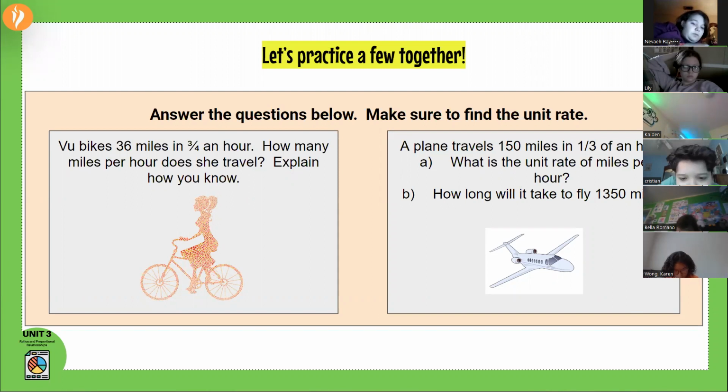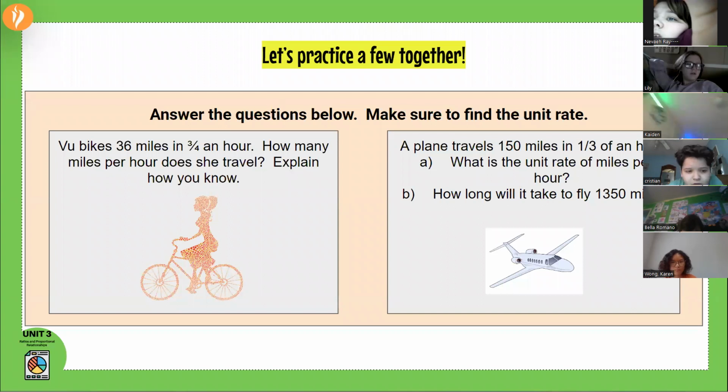Isabella, that's a little too much, sweetie. Try that one more time, please. Good, Jeremy. Good, Karen. Good, Nevaeh.